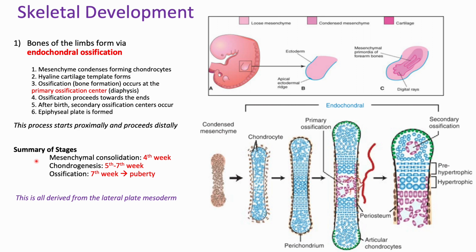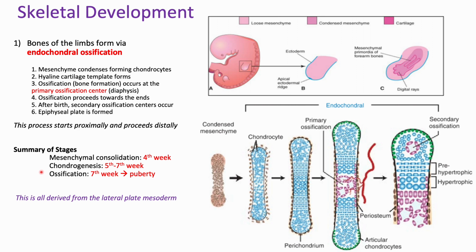The mesenchymal consolidations, which is eventually going to give rise to the chondrocytes, this is happening at the 4th week. The rise of the chondrocytes is known as chondrogenesis. This is happening in the 5th and 7th week. And remember that these cells are derived from the lateral plate mesoderm, and they are laying down cartilage, which is the template for the bone to form.